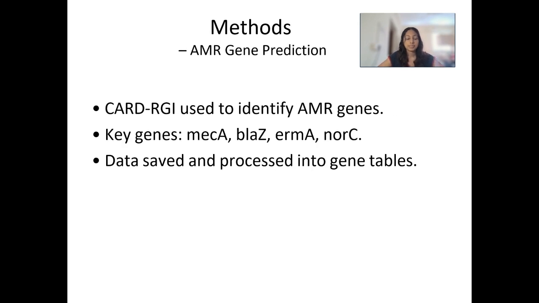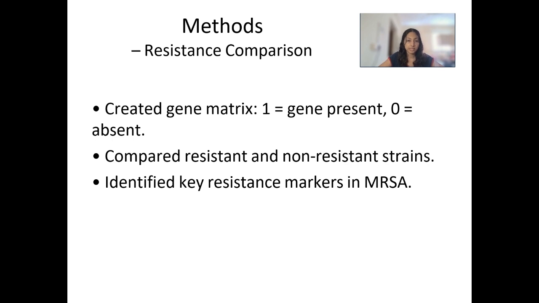AMR gene detection. I used the CARD RGI web tool to predict AMR genes from each genome. For the MRSA strain, it detected genes like mecA, blaZ, and ermA. These genes are associated with resistance to beta-lactams, penicillins, and macrolides. The results also include match types like perfect or strict, which indicate the confidence of the match. These gene profiles were saved in CSV format for the next gene comparison and dataset creation.